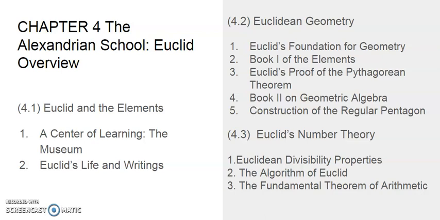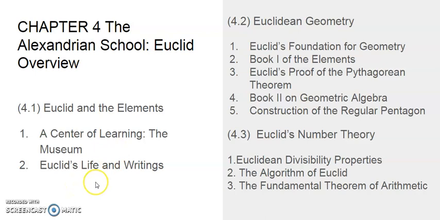Chapter 4. We're going to look at the most productive period in the history of Greek mathematics. Section 4.1. Euclid and the Elements. First, it gives us a historic background for the productivity of mathematics. This period produced so many distinguished mathematicians. One of them is Euclid.